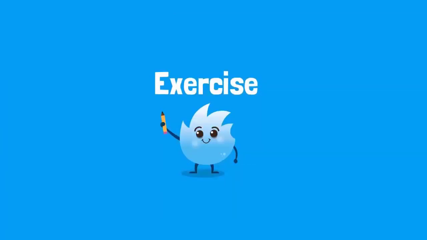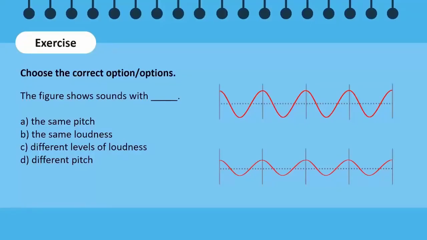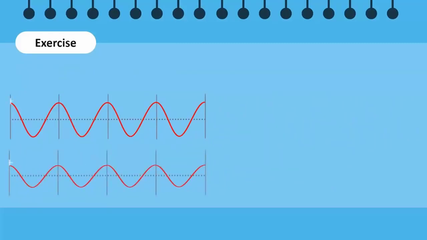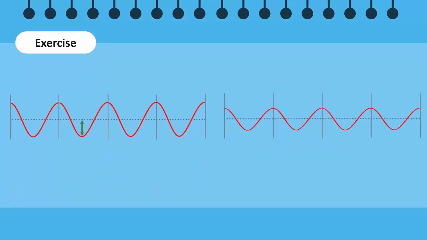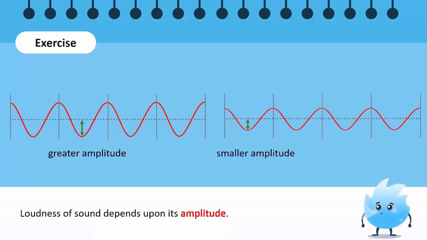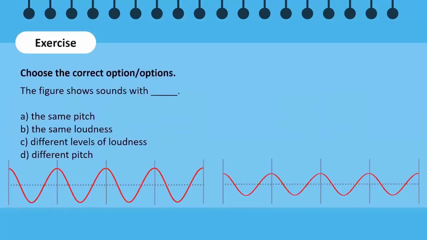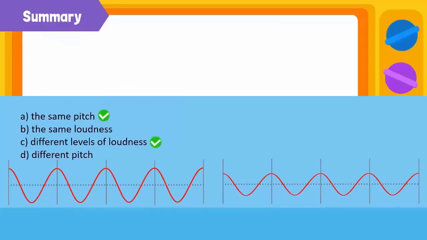Now it's time for a quick exercise. Take a minute and discuss with each other. Look at both waves carefully. Notice that both waves have the same frequency. This means both waves have the same pitch. Now, the amplitude of the wave on the left side is greater than the amplitude of the wave on the right side. Remember, the loudness of a sound depends upon its amplitude, so the sound on the left side is louder. Hence, options A and C are correct.